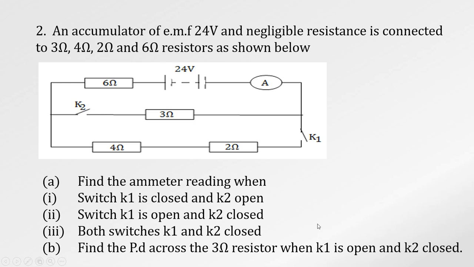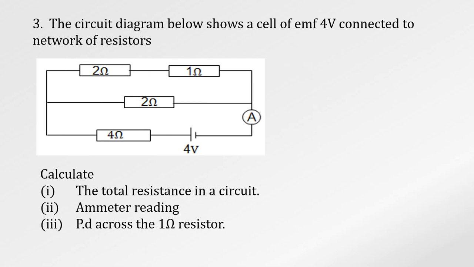Okay, you have to copy that work. There's also 3, which is asking for the total resistance, the ammeter reading, and the PD. Ammeter reading is the current. When they ask for ammeter reading, they're asking you to find current. When they ask for voltmeter reading, then you're going to find the voltage.